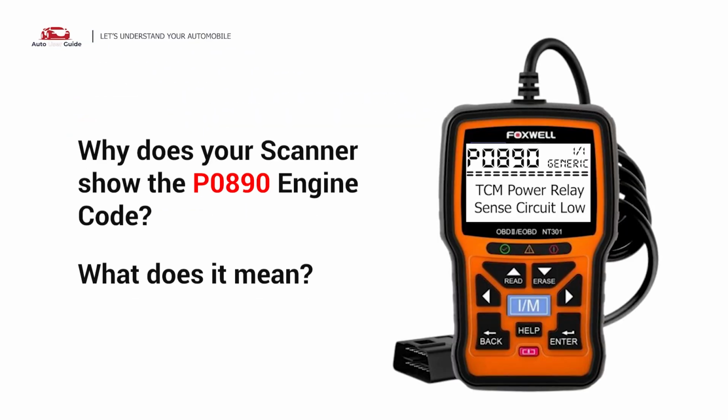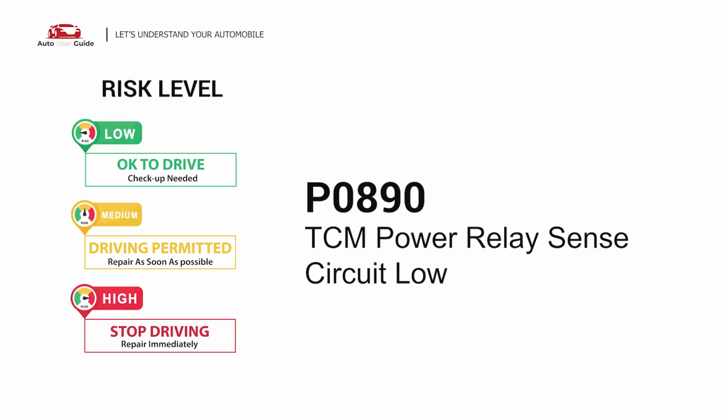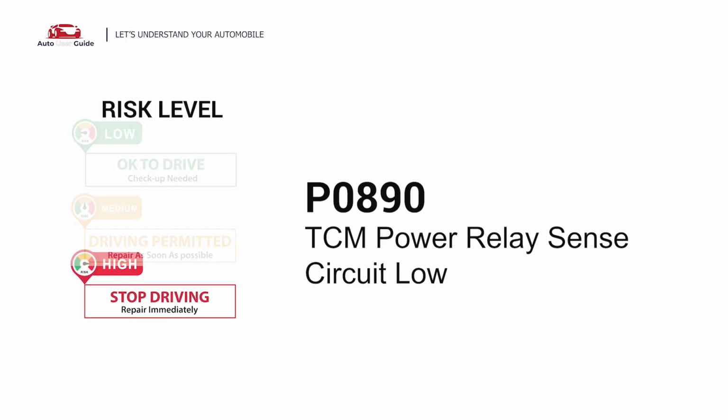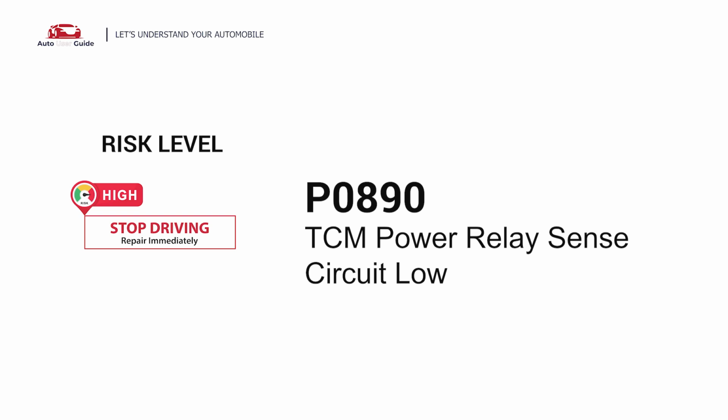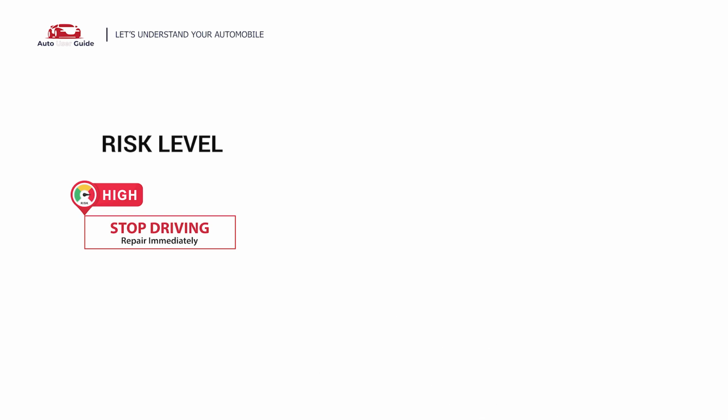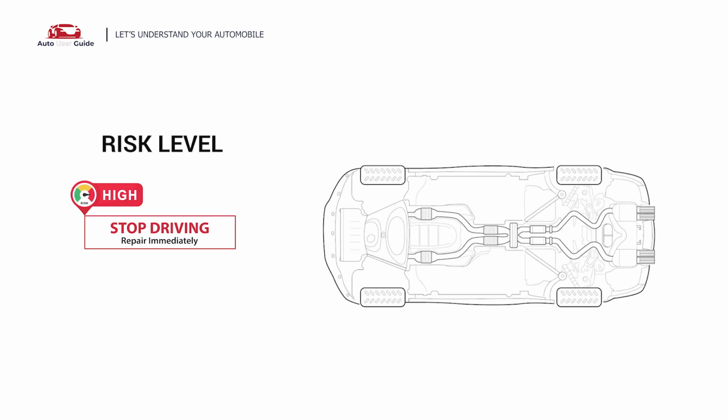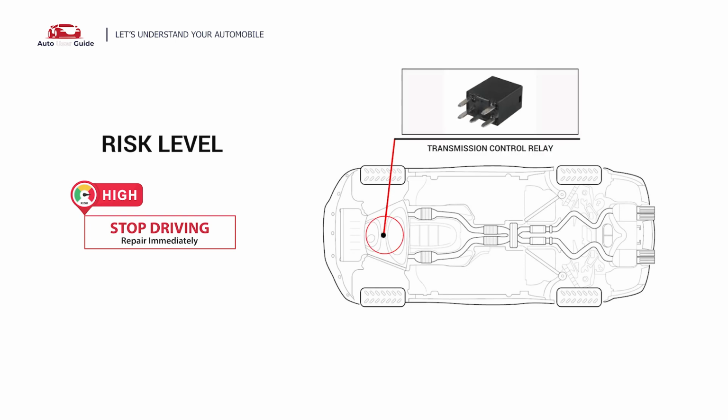Why does your scanner show the P0890 engine code? What does it mean? P0890 is a diagnostic trouble code for TCM power relay sense circuit low. This error code indicates a problem with the TCM power relay, likely a low voltage signal.